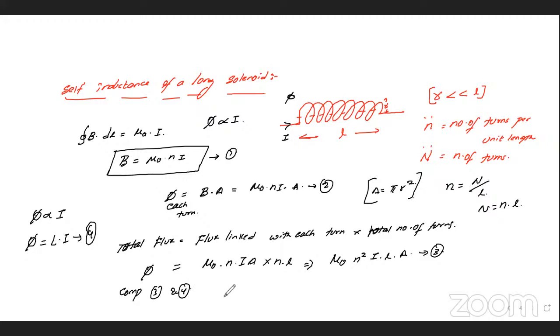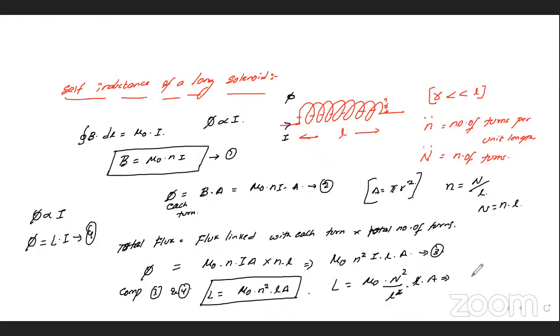When you compare the relations, L is equal to mu naught n square l into A. Remember, L is equal to mu naught n square l into A. We got the self-inductance. Now, for small n, the number of turns per unit length, when I substitute, small n is equal to N divided by l, so mu naught N square divided by l square into l into A. The l will get cancelled, so I can rewrite the relation as L is equal to mu naught N square A by l. Remember this. This is your self-inductance formula. Please take it.